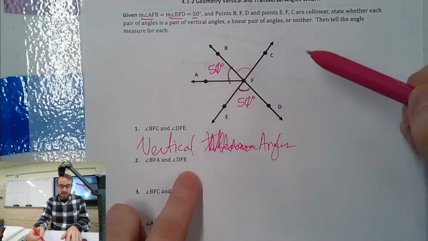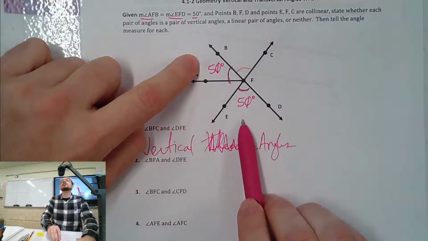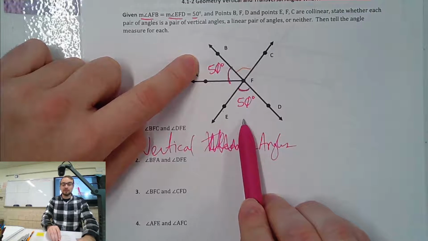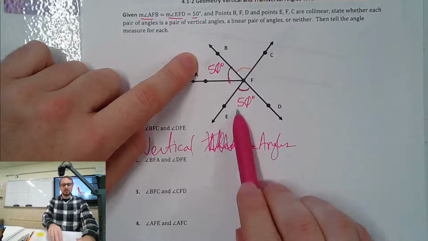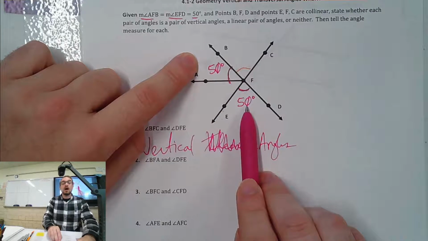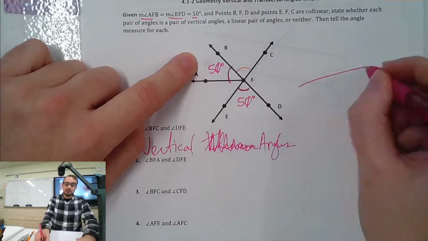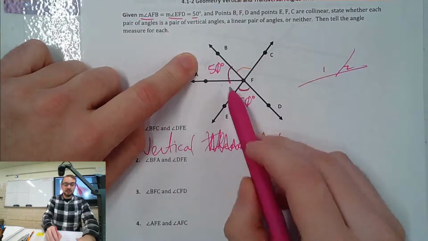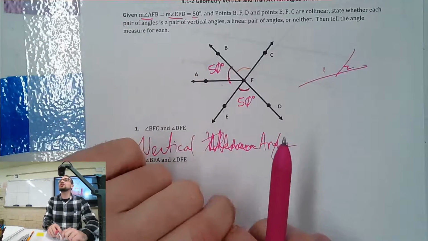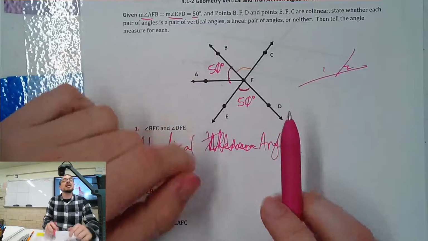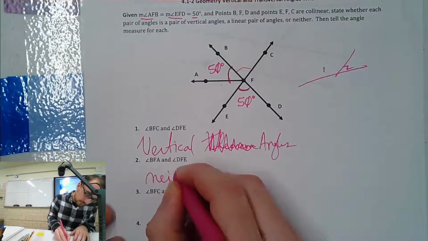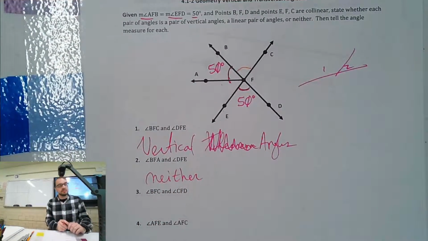BFA and DFE. These two angles are congruent, but that's a coincidence. They are not a vertical angle pair, are they? No. That's not the vertical angles theorem. One's going to the side, one's going up and down. Are they a linear pair? No, because a linear pair says two angles on a line. How many angles do we have here on one line? Three, more than two. So they're not a linear pair. They're neither.